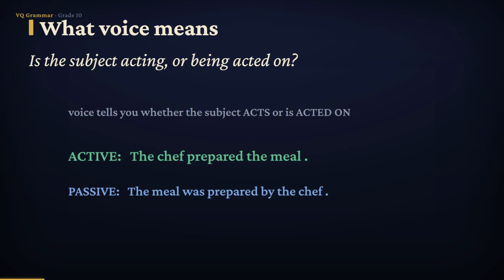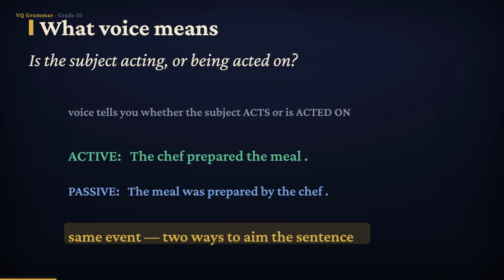Now listen to the second one. The meal was prepared by the chef. Same kitchen, same chef, same dinner. But now the subject is the meal, and the meal isn't doing anything at all. It's just sitting there, receiving the action. Same event, 2 ways to aim the sentence.